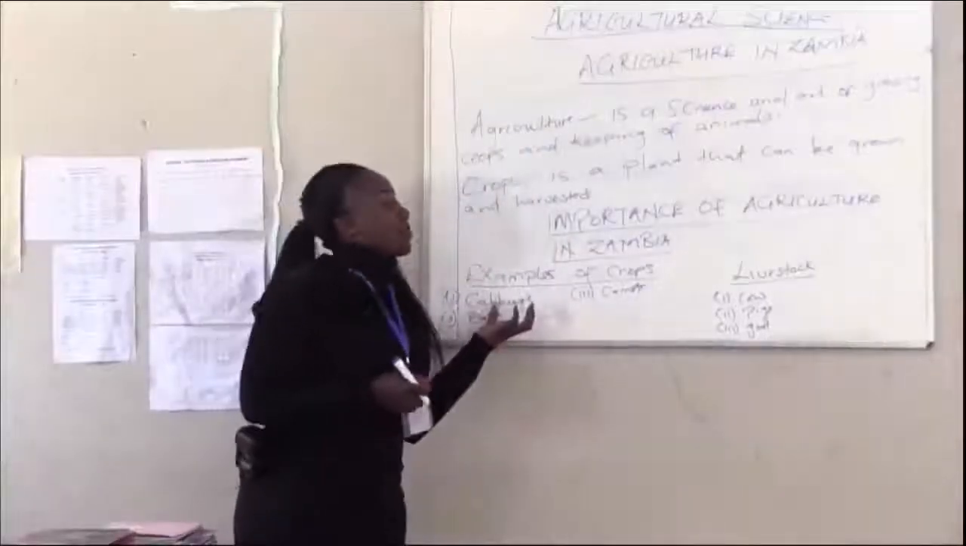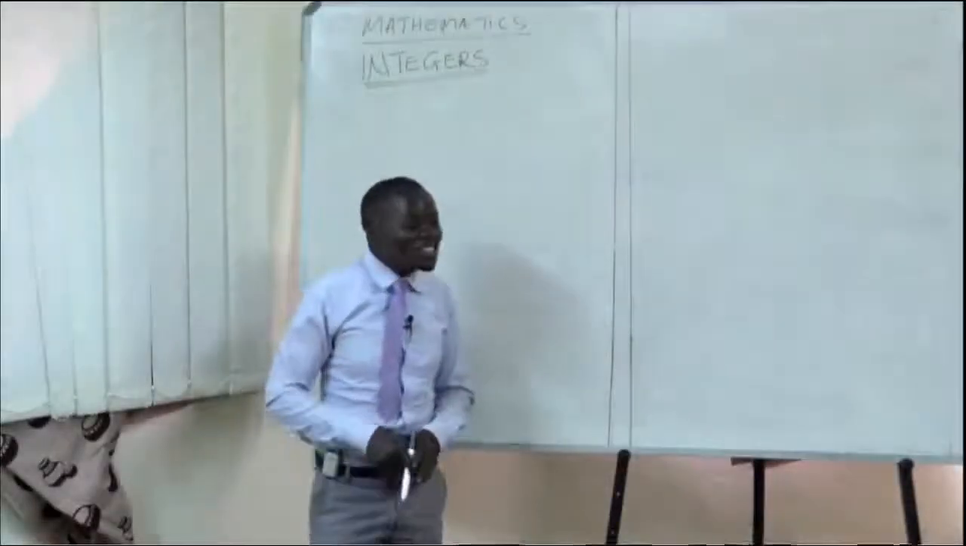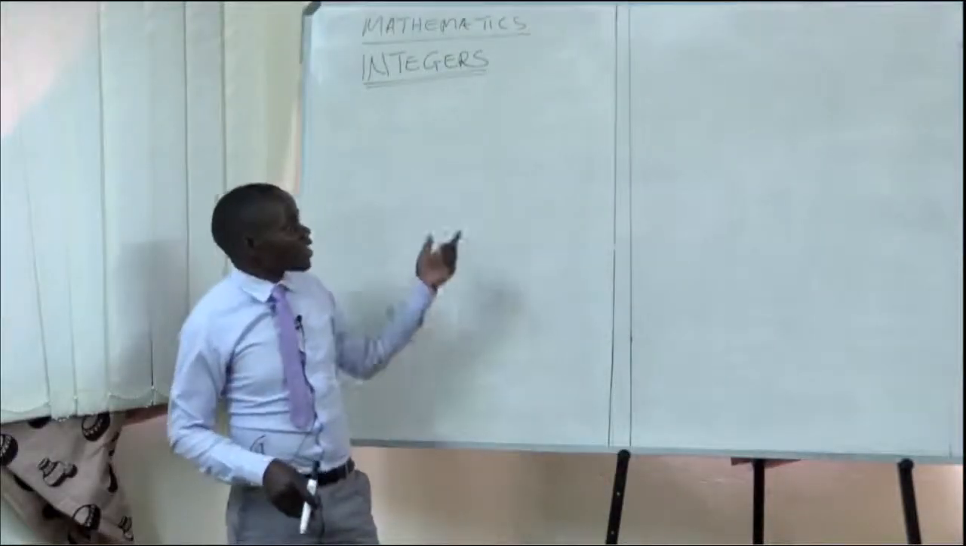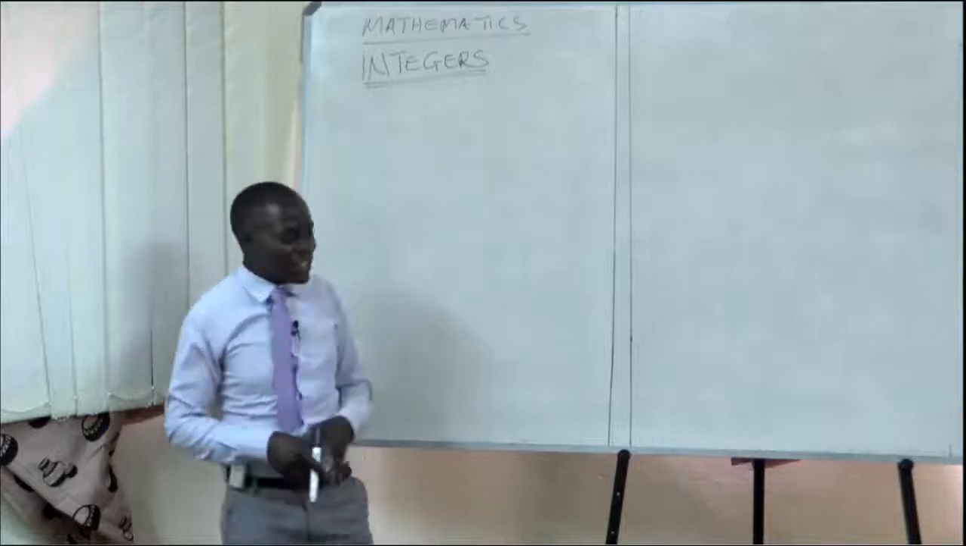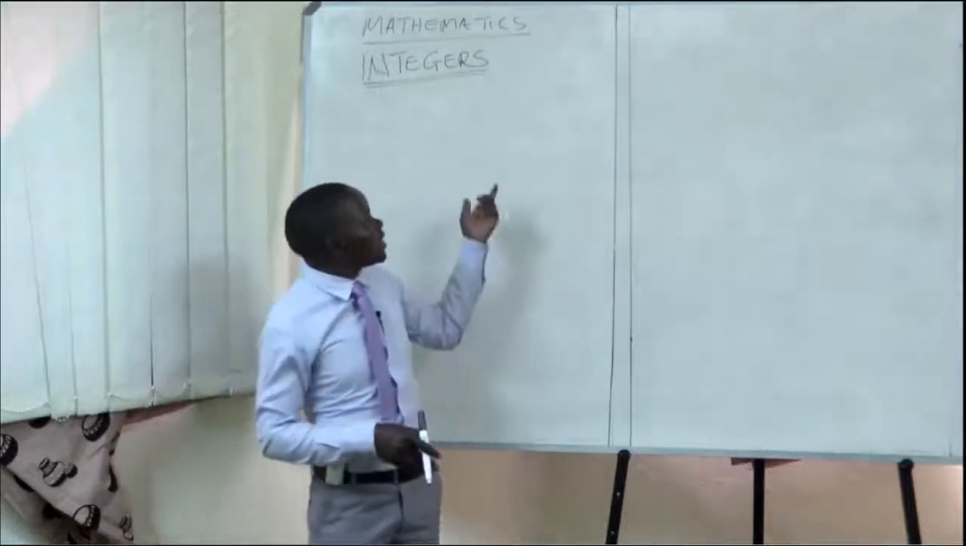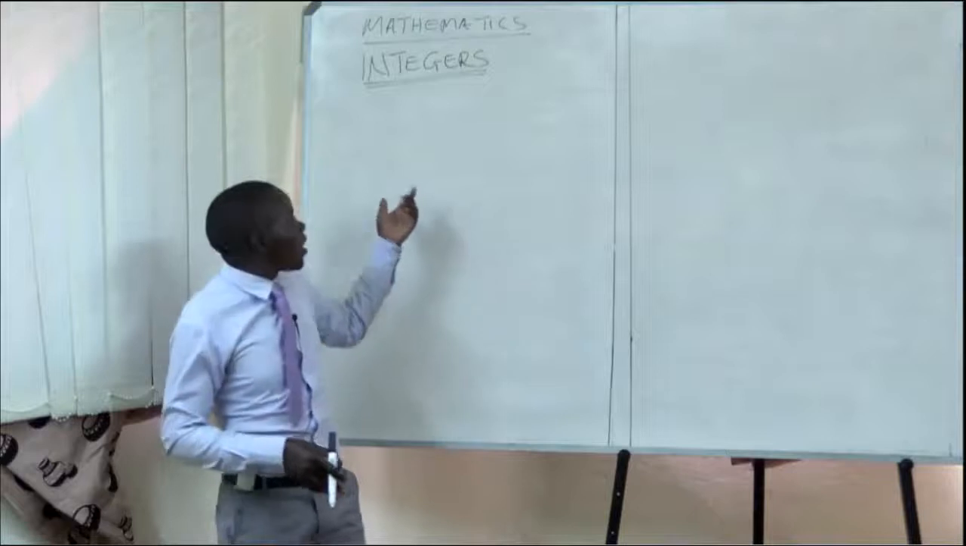And these are examples of crops that we grow in Zambia and the lesson in mathematics grade 8. Expression. And under mathematics grade 8, we are going to look at integers. Now, before we go into detail, what are integers?